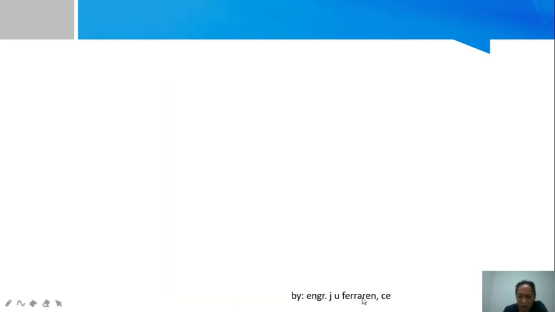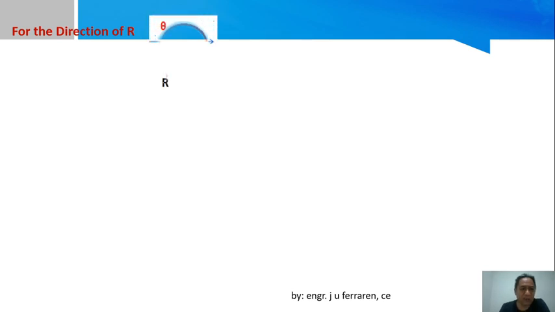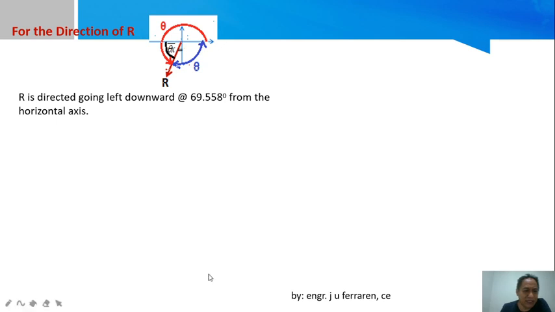Okay? How about the value of your theta? For the direction of R, or obtaining the value of theta, if R is directed going left downward at an angle of, we can describe as this. If you are not required to give the angle in standard position, you can simply describe: R is directed left downward at an angle of 69.558 from the horizontal axis.